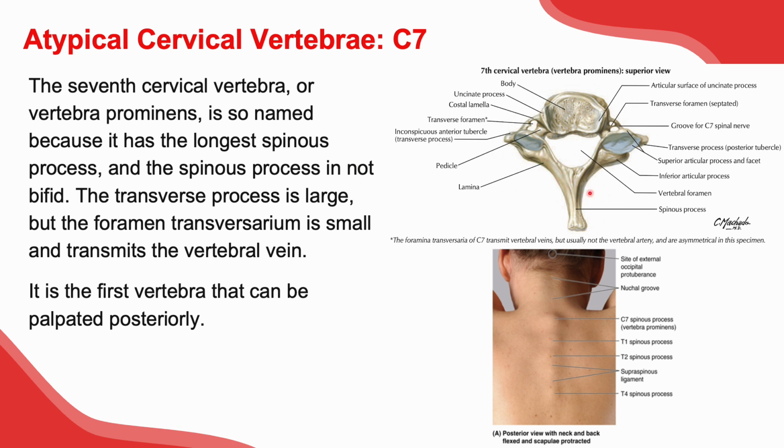The spinous process of the vertebra prominens is long and not bifid. This is a specific feature to identify the seventh cervical vertebra. Its spinous process is long, it is not bifid, and the foramen transversarium is very small. The foramen transversarium in the seventh cervical vertebra only transmits the vertebral vein, unlike the rest of the cervical vertebrae, which transmit the vertebral vein and arteries.